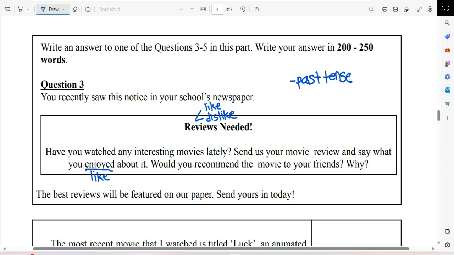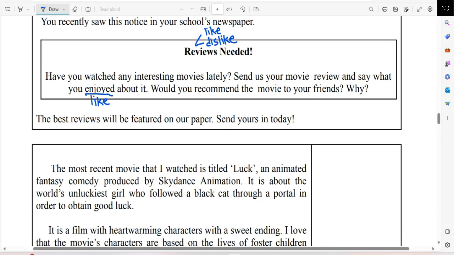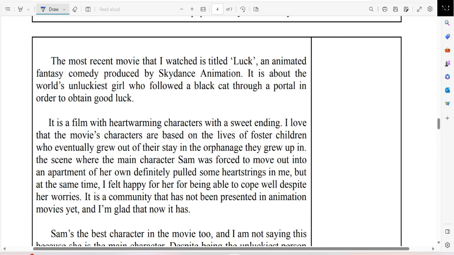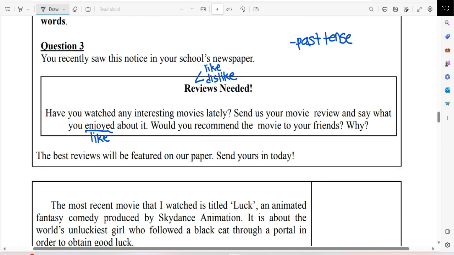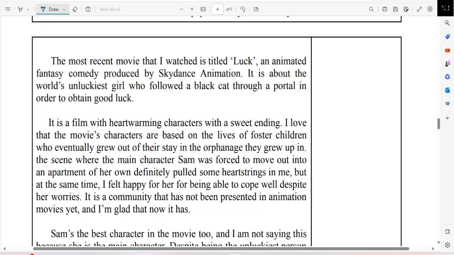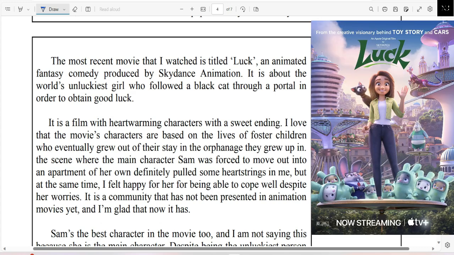The best reviews will be featured on our paper. Send yours in today. Okay, that's not necessary for us to read, but sometimes we need to read it. Who knows? Maybe there is another new hint at the bottom of the instructions. So please make sure during your exam you read every single instruction that you come across and you don't skip anything, okay?